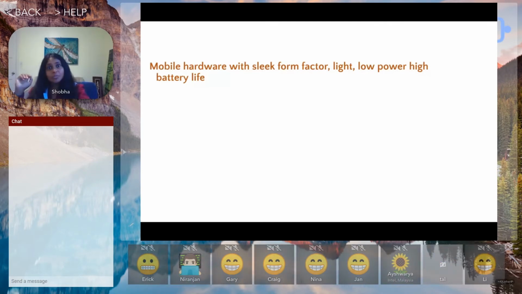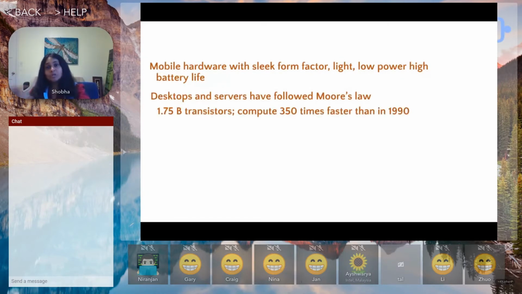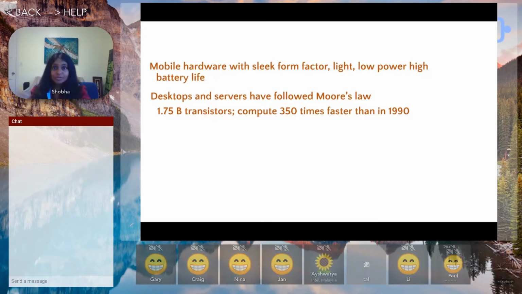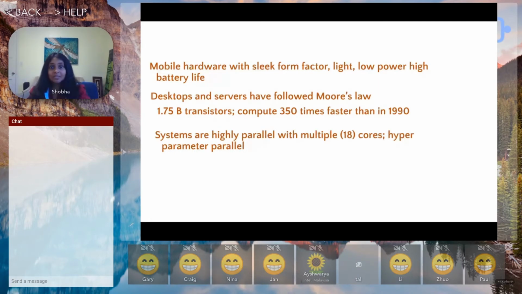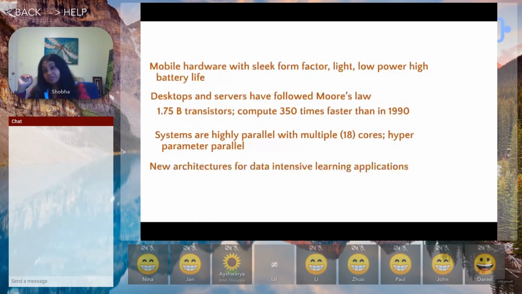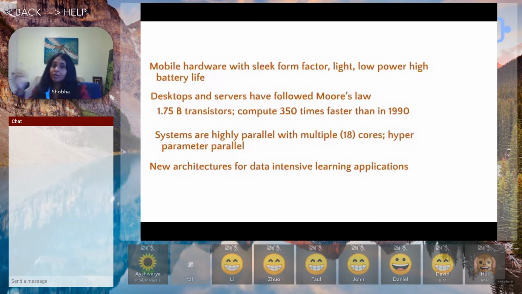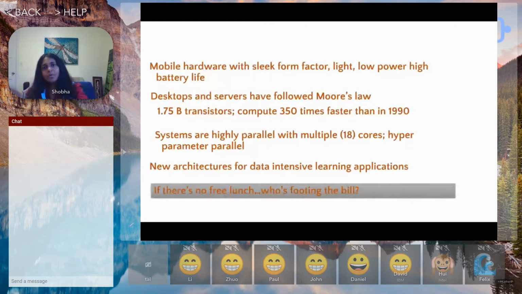So we want mobile hardware with sleek form factor, which is light, which is low power, which has high battery life. The desktops and servers that have followed Moore's law are basically 350 times faster than they were in 1990. The systems that we want right now are highly parallel. They are sometimes hyperparameter parallel. There are new architectures for almost every single learning application, and all of them are highly data intensive. So with all of these huge changes in hardware and architecture, there's no free lunch.